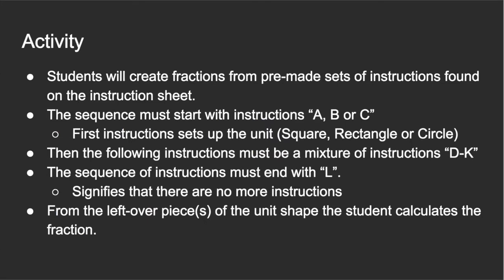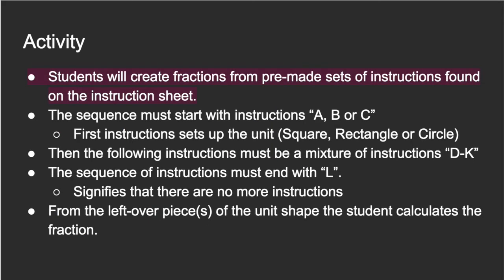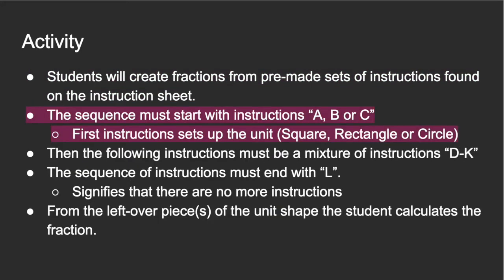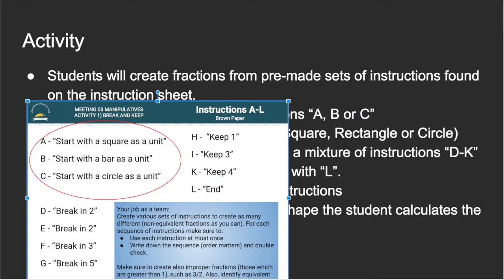For the actual activity, the students will create a sequence of instructions that they can find in the instruction sheet and try to make a fraction out of that by dividing a unit. The units can be either a square, rectangle, or circle. These instructions come in the form of A, B, or C in the instructor packet, respectively. The sequence of instructions must always start with A, B, or C. We need to set the unit.